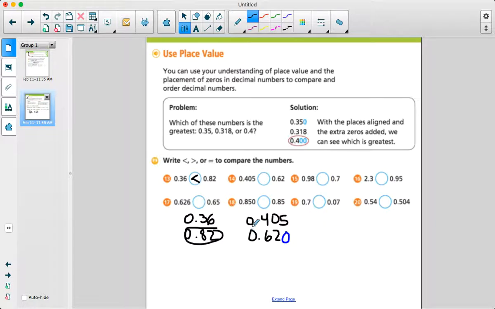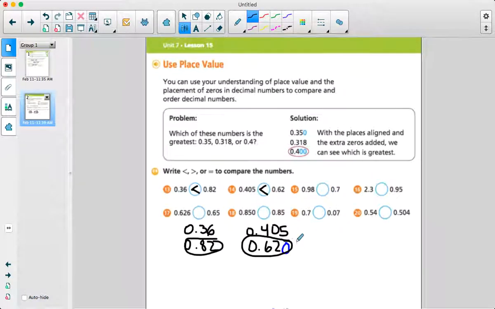Both are the same. So I go over one. Tenths place. Look, this 6 is greater than 4. So 62 hundredths is greater than 405 thousandths. Okay? So again, really important takeaway. Make sure you line up your decimals and then you add zeros in order to make them all line up so you can compare your numbers. So that concludes our lesson today. Thanks for watching.